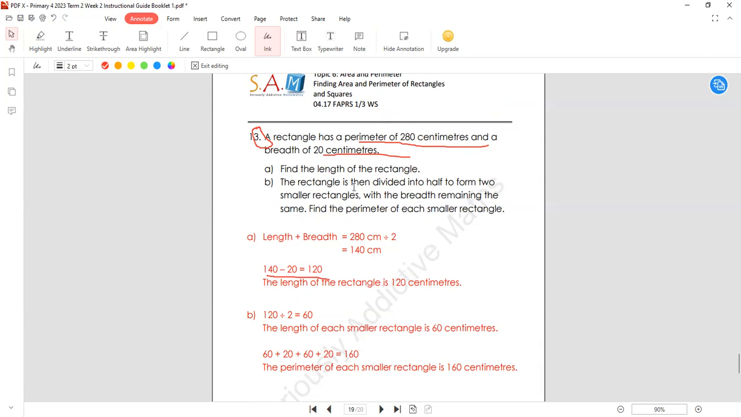What about this one here? The rectangle is then divided into half to form 2 smaller rectangles, with the breadth remaining the same. Find the perimeter of each.